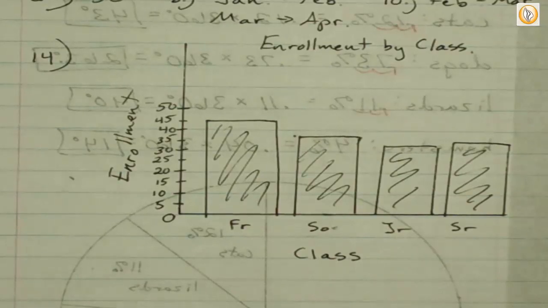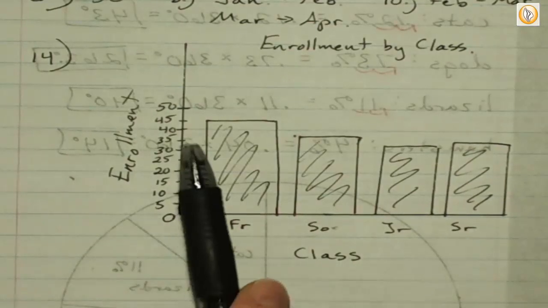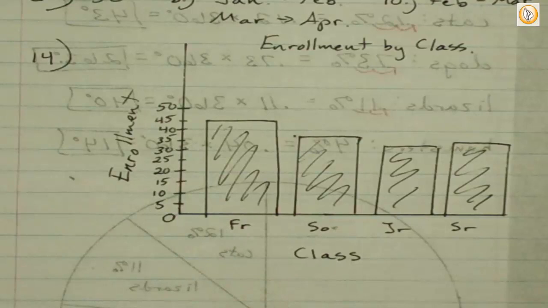Okay, so now look at 15 and 16. We're not going to do those because you know how to do a bar graph. But again, in 15 they say use increments of 2. That means you're going to go 0, 2, 4, 6, and so on. In number 16, they say use increments of 10. So you'd go 0, 10, 20, 30, and so on. That's what increments are. That's your scale. All right, turn the page.